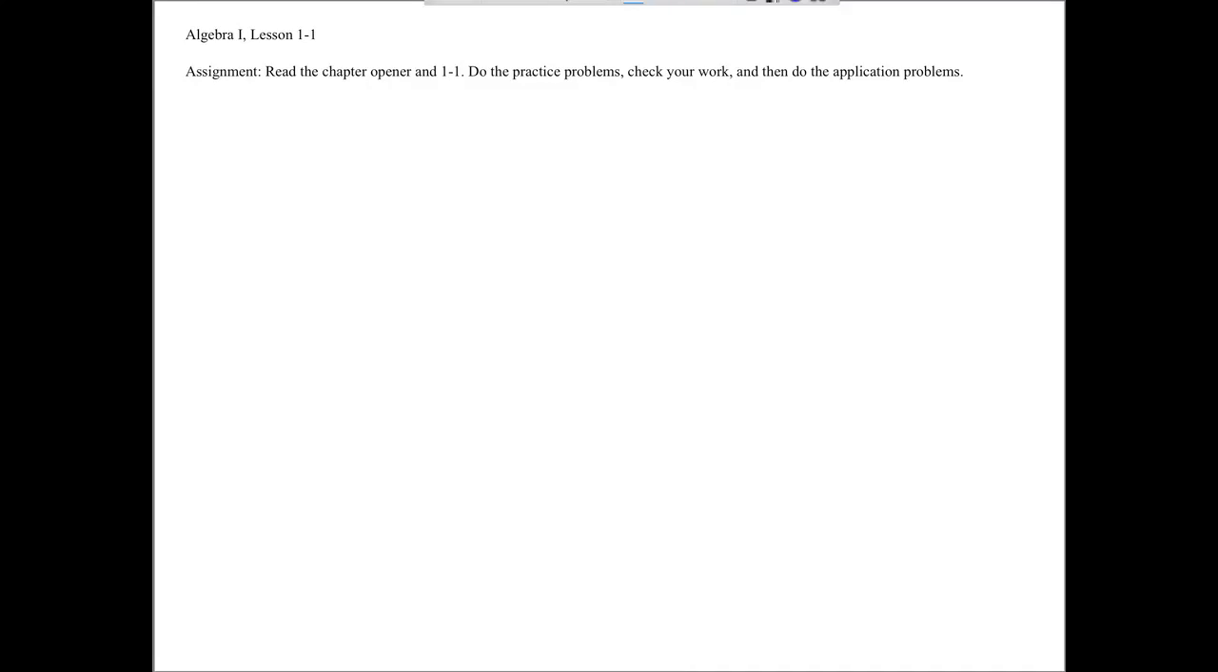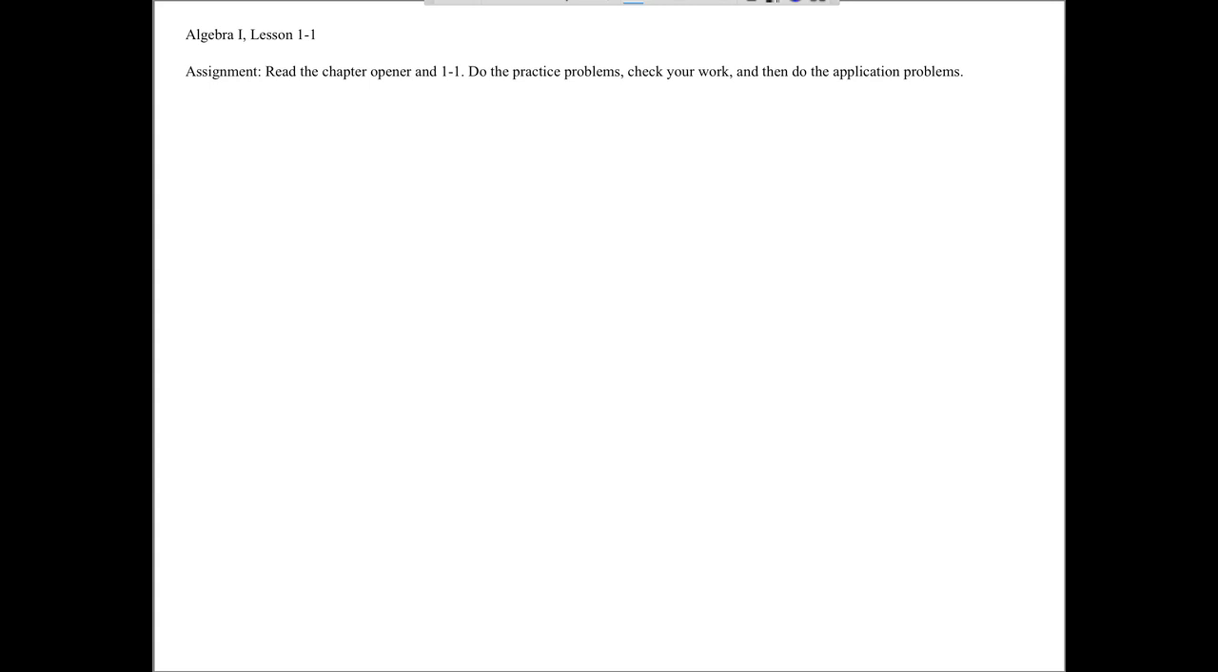There'll be an answer sheet with solutions so you can look through those problems and try to decide if you're doing it right. If you're not, figure out what you might be doing wrong and try to fix that. Once you've gone through that, then there's a couple of application problems. So take a look at those and work your way through those.